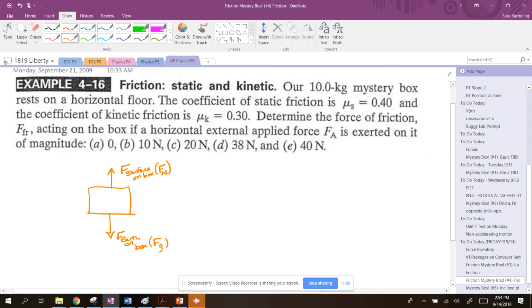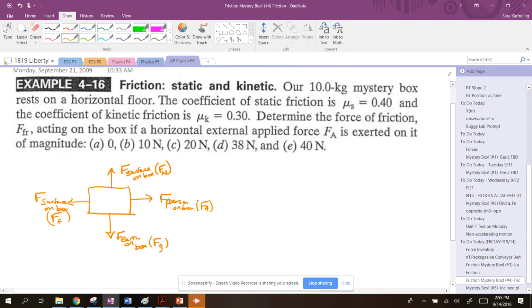What else you got? The question is about friction. So that's going to be the force of the surface on the box this way. And then we got an applied force, force of the person on the box, FA.